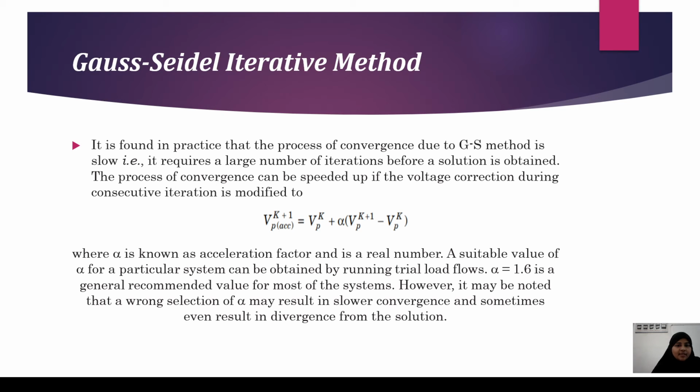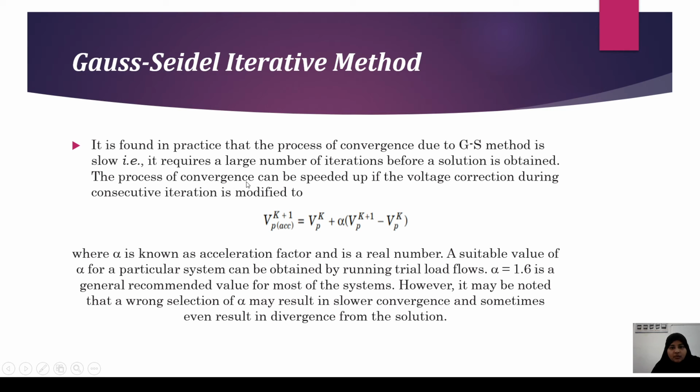The process of convergence can be speeded up if the voltage correction during consecutive iteration is modified to Vp accelerated (k+1) is Vpk plus alpha times (Vp(k+1) minus Vpk). Okay, what is alpha here? Alpha is known as acceleration factor and is a real number. A suitable value of alpha for a particular system can be obtained by running trial load flows. Alpha equal to 1.6 is a generally recommended value for most of the systems. However, it may be noted that a wrong selection of alpha may result in slower convergence and sometimes even divergence from the solution. Okay, so why do we require this alpha acceleration factor?